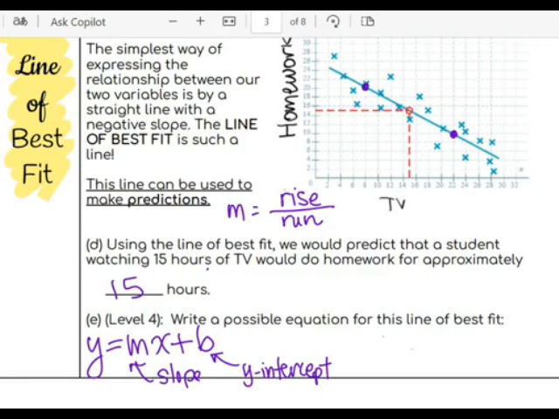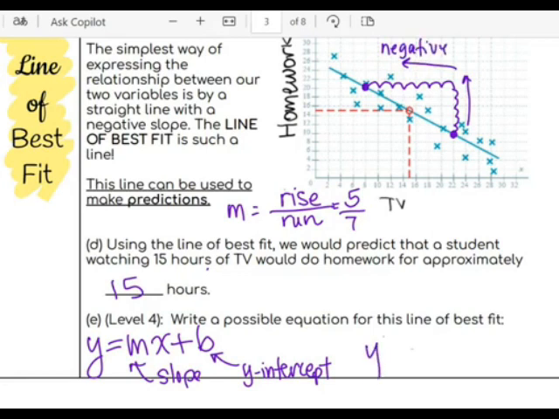And then I'm going to look for rise. So 1, 2, 3, 4, 5. So I have a rise of 5. And a run of 1, 2, 3, 4, 5, 6, 7. Now remember, this is a negative slope. I went up and to the left, so this is negative.